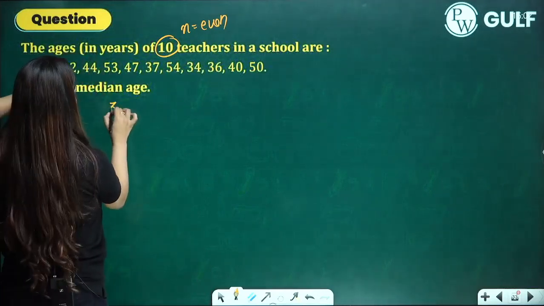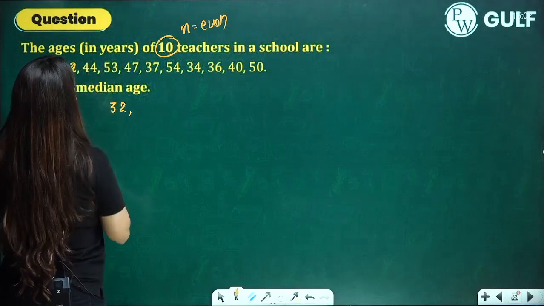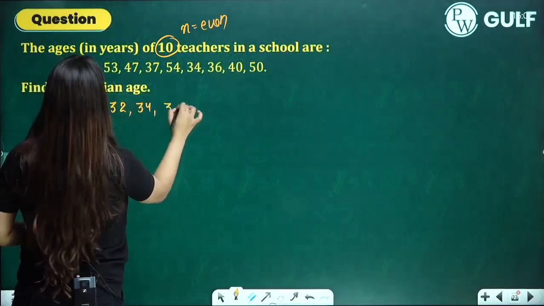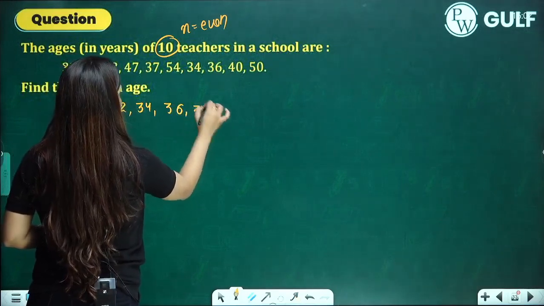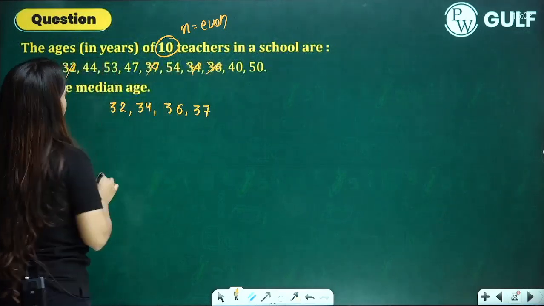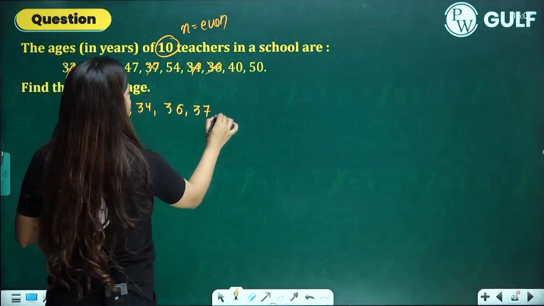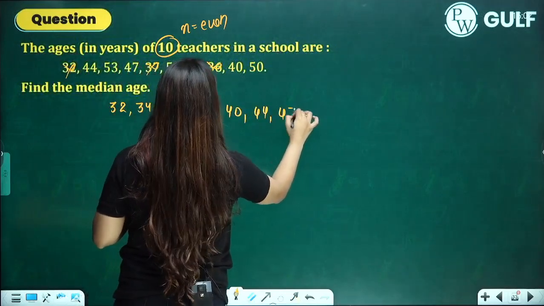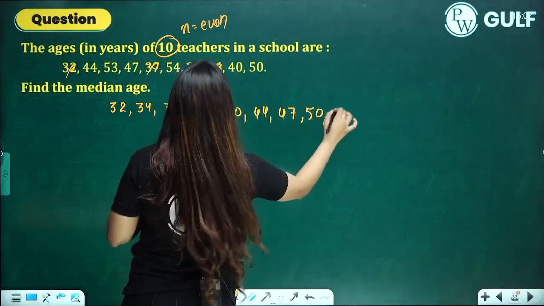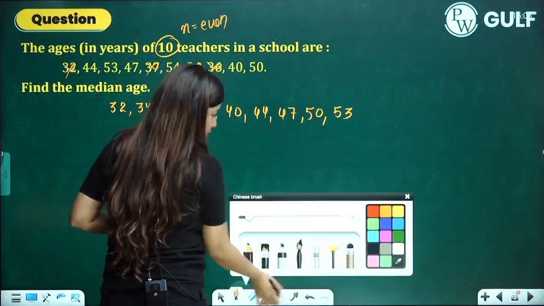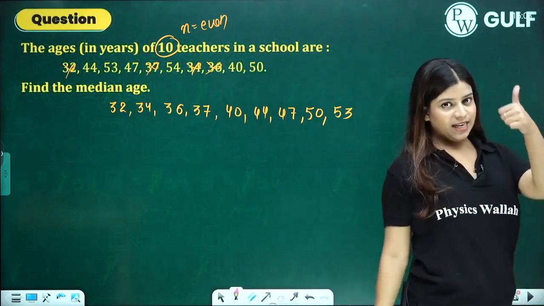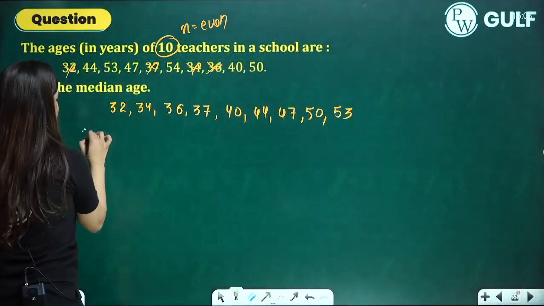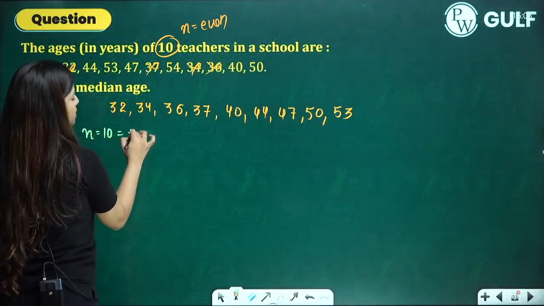I guess 32. Right. After 32, we have 34. Then we have 36. Then we have 37. After 37, we have 40. Then we have 44. We have 47. We have 50 and then we have 53. So this is the ascending order. Now we know that n is 10, which is even.